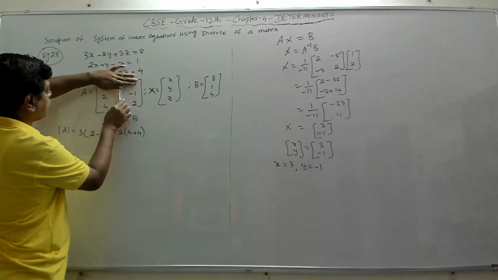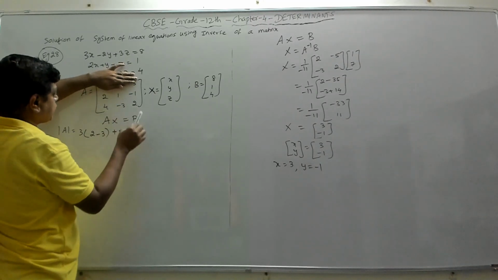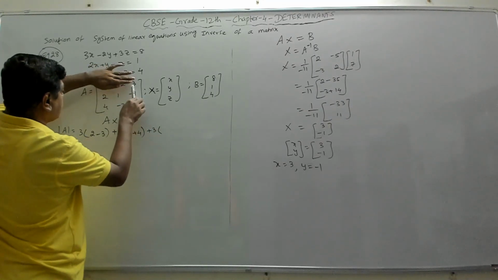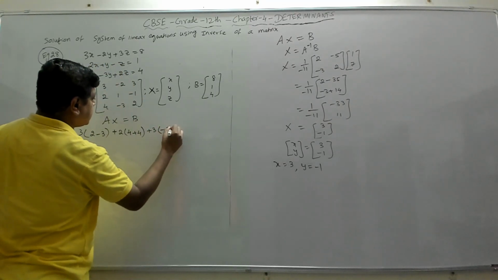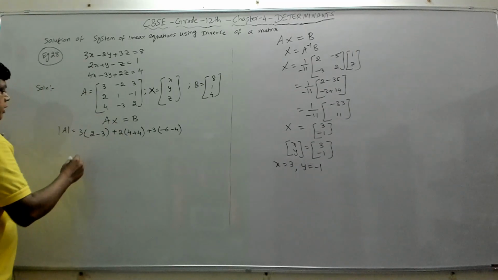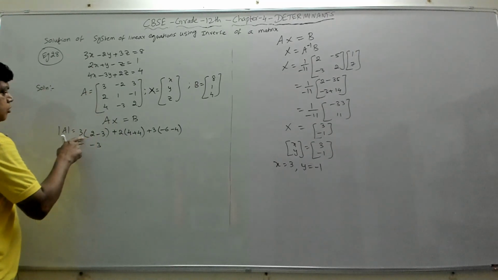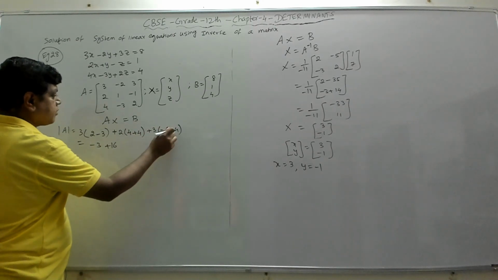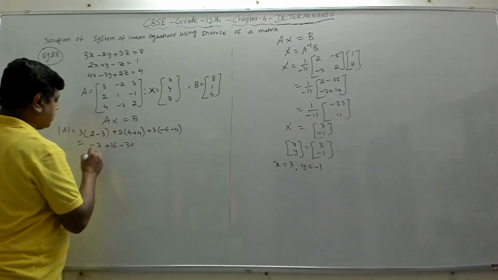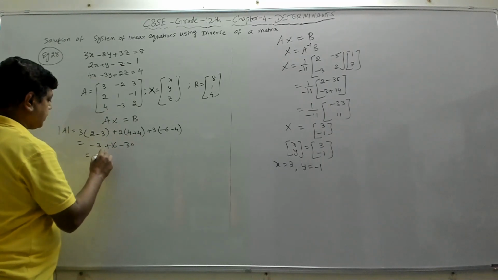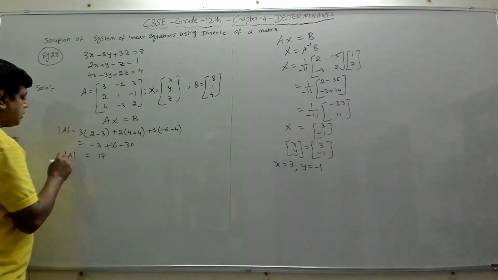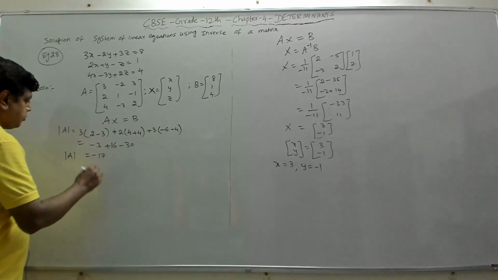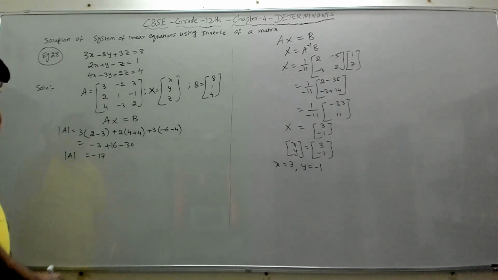Closing this row and column, 2 2s are 4, minus 4 into minus 1 is minus 4, minus of minus is plus 4. Then plus 3 into, closing these two, 2 3s are minus 6, minus 4. So you get minus 3, minus 1 into 3, minus 3, 4 plus 4, 8 2s are 16. Then this is minus 10, minus 30. So the determinant of A is minus 17, which is not equal to 0.